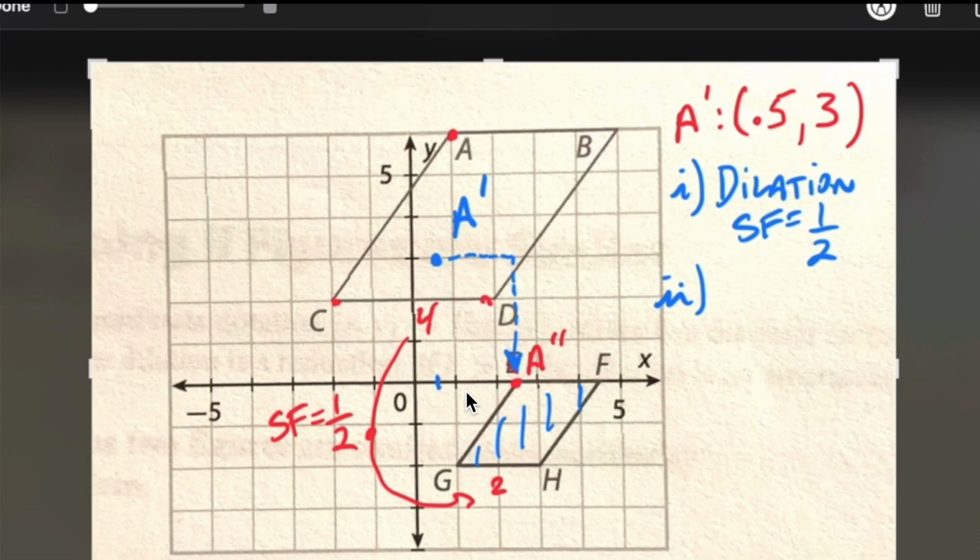And it appears to me that the x coordinate went from 0.5 to 2.5. So the translation would be x plus 2. And it looks like the y coordinate went from 3 down to 0. So it would be y minus 3. So these would be your two transformations. One is a dilation, one is a translation that leads to a similar figure. Not congruent, but similar.